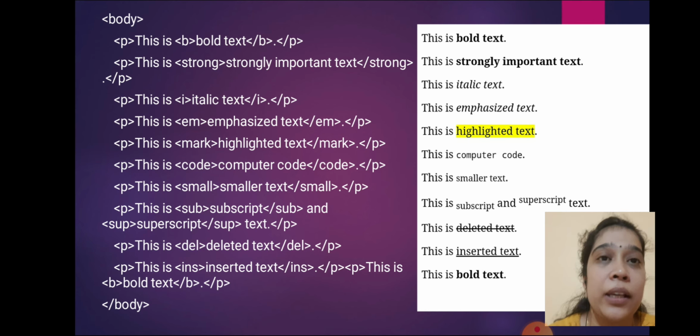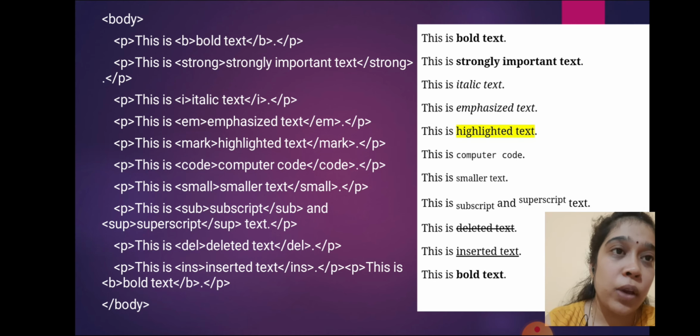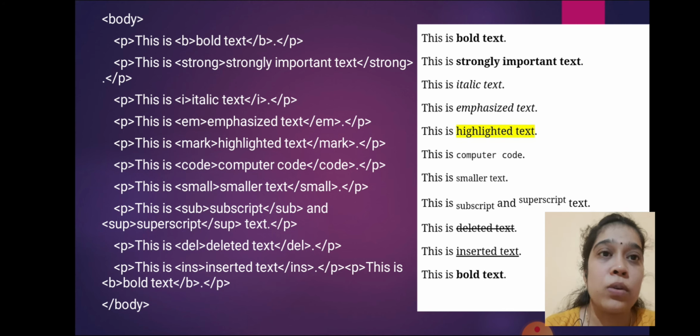Next is italic. For italic we are using the I tag. Inside the I tag we have written italic text, hence on the output screen you can see it in italic style. EM means emphasized text, with the same effect as italic text. Next is mark, for highlighting any text we can use the mark tag. Inside the mark tag we have written highlighted text, and it appears in highlighted form, which is yellow color.